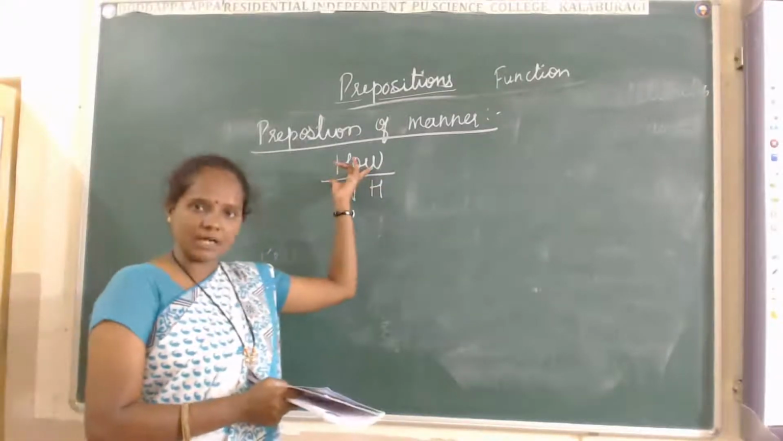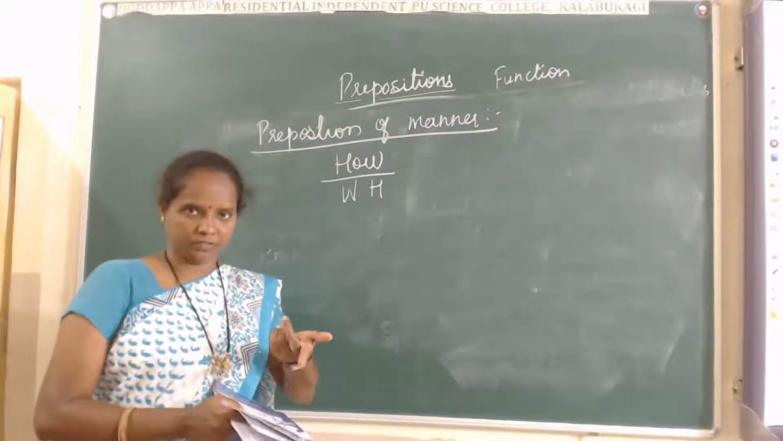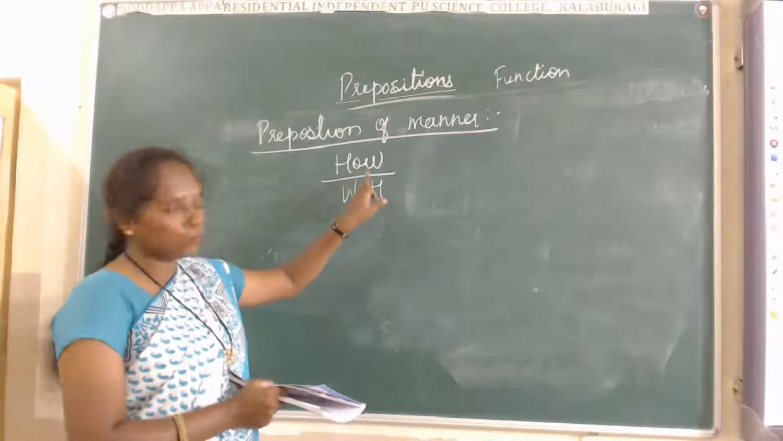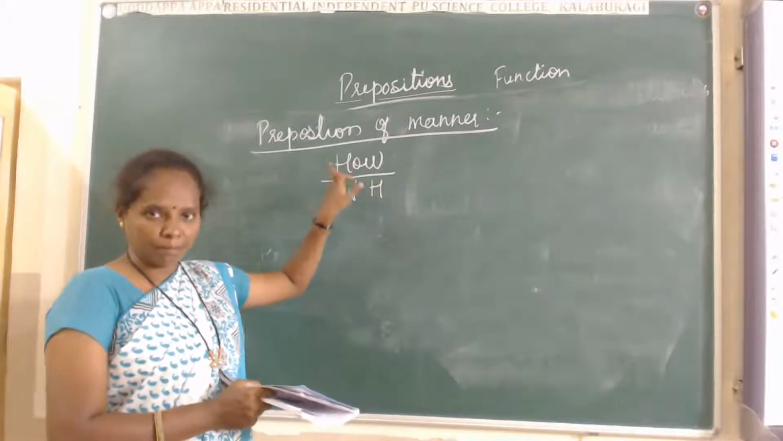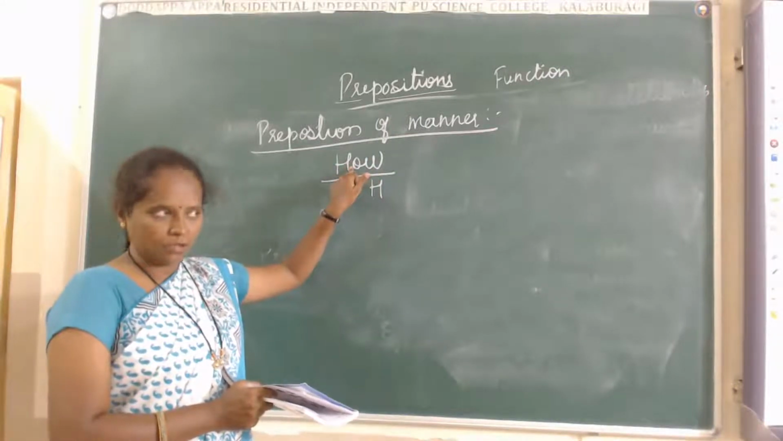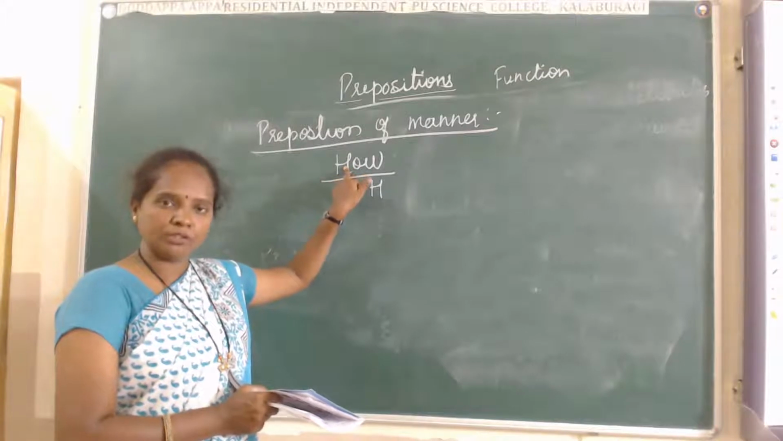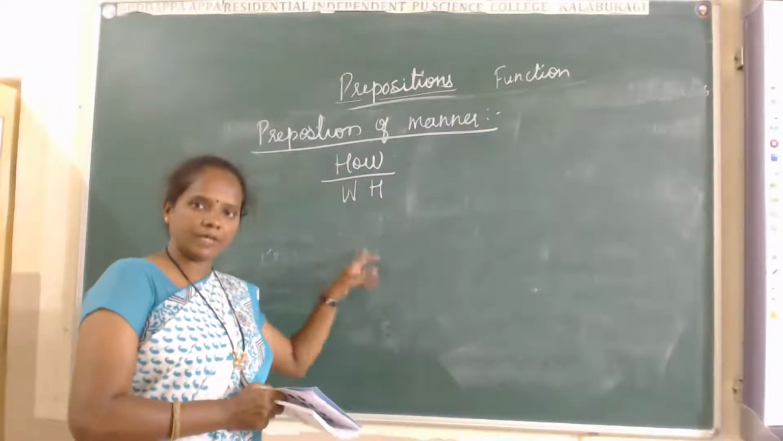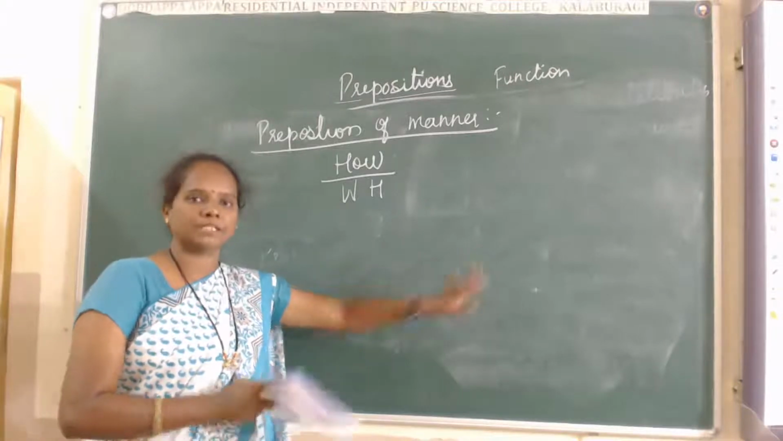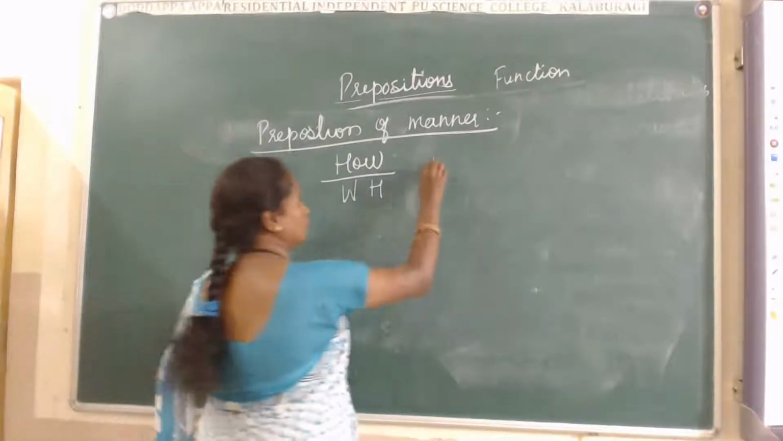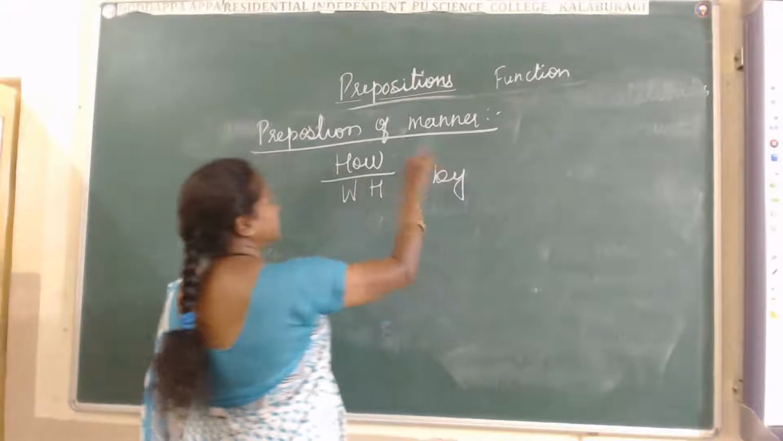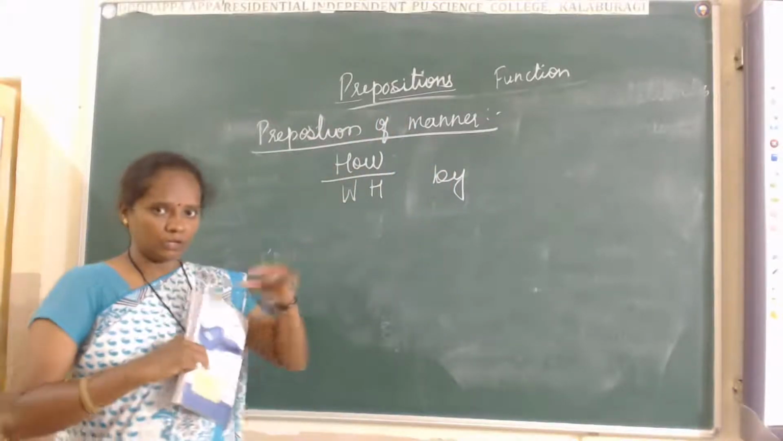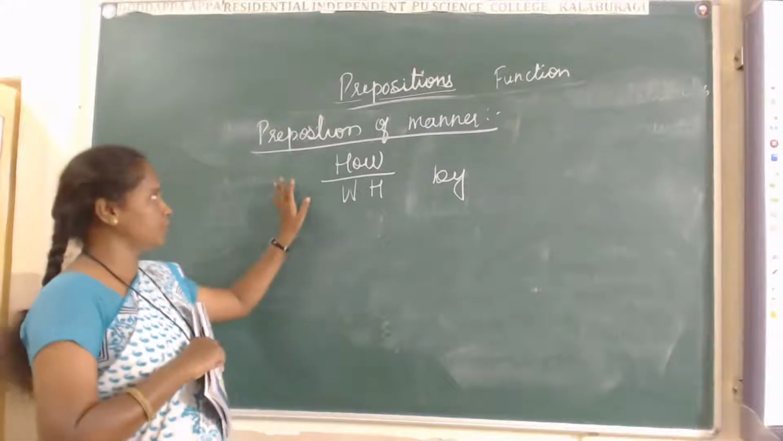If someone is asking you a question by using how, how did you come to school? By bus. I came to school by bus. What is the preposition here? By. I'll clarify once again, I think you are in confusion.